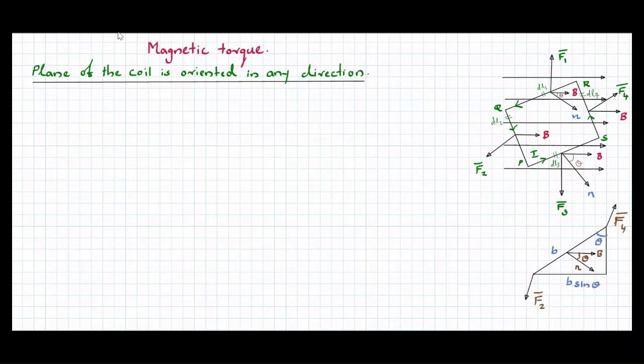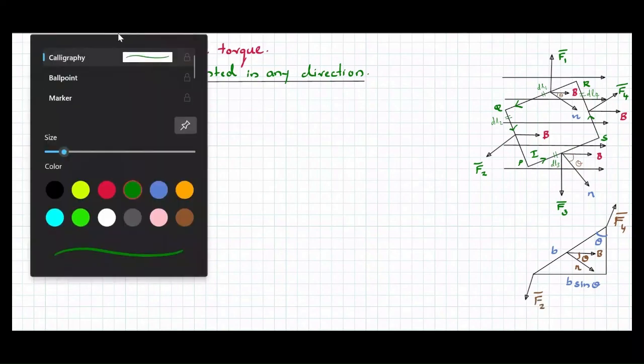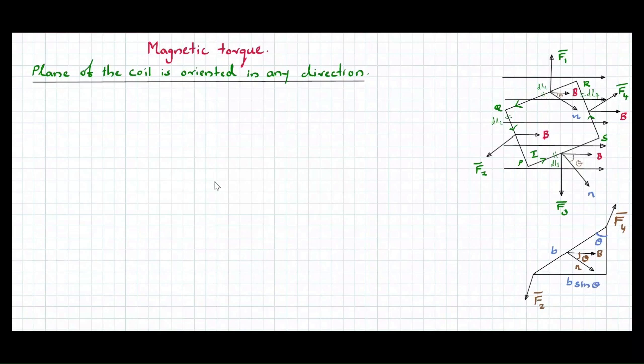Good morning all. We are discussing magnetic torque. This is the second class on magnetic torque. In the first class, we have seen what happens when you suspend a rectangular coil carrying current in a uniform magnetic field where the plane of the coil is parallel to the magnetic field.